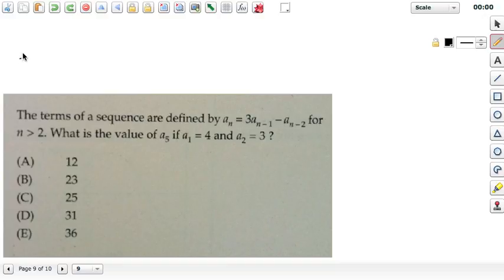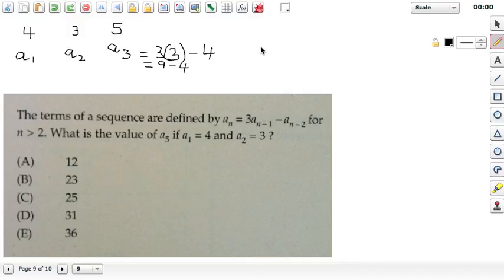So the first term is 4. And the second term is 3. And the third term is equal to 3 times the second term, which is 3, minus the first term, which is 4. So the answer is 9 minus 4, and it's 5.